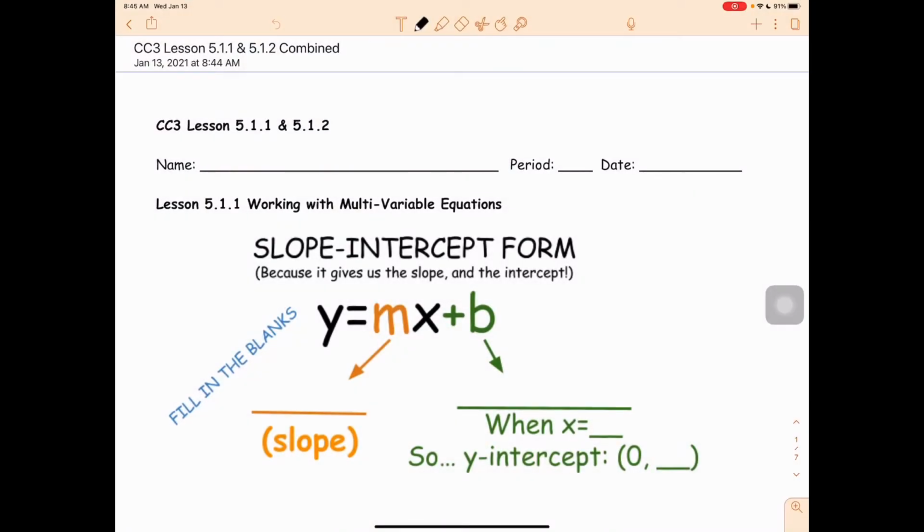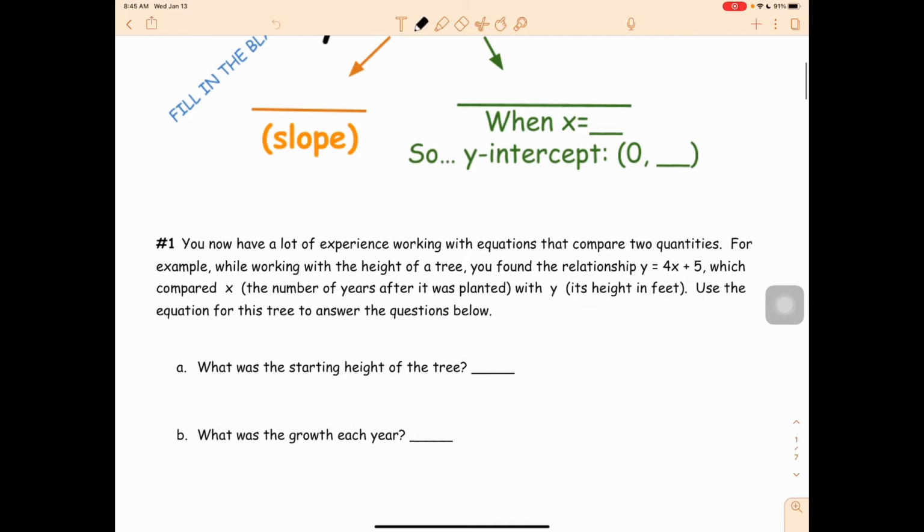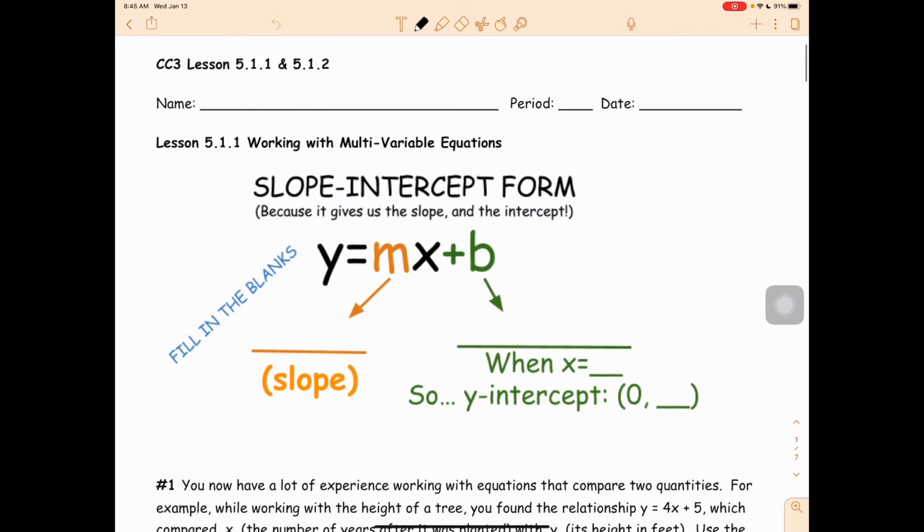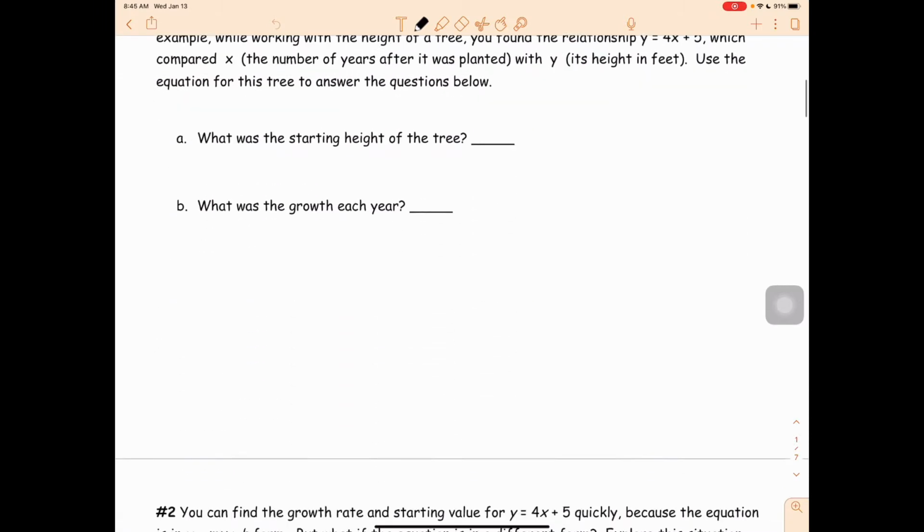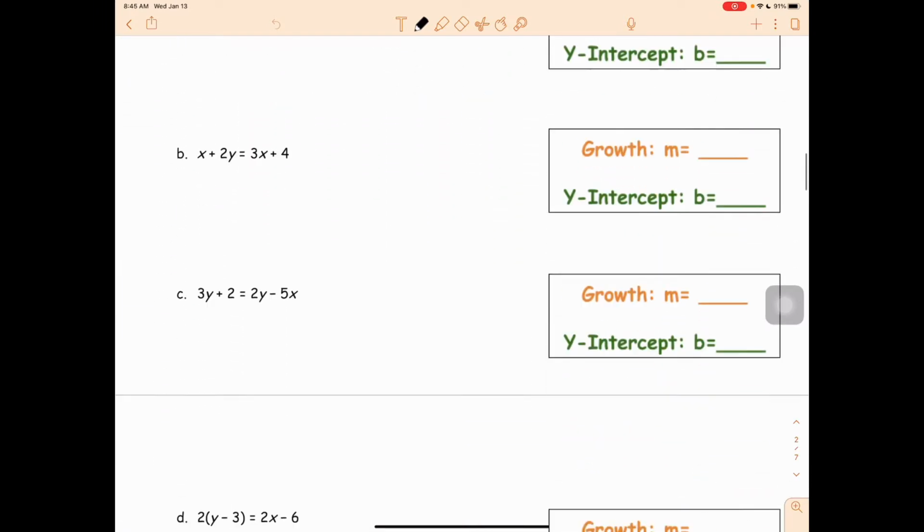Okay, so I want to finish up some problems from lesson 511 and 512. We combined it for class. We did most of these problems, but just make sure that you were back in this document, 511 and 512. So I'm going to go ahead and scroll on down.